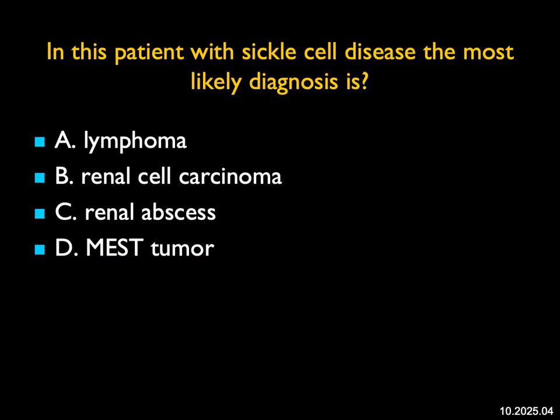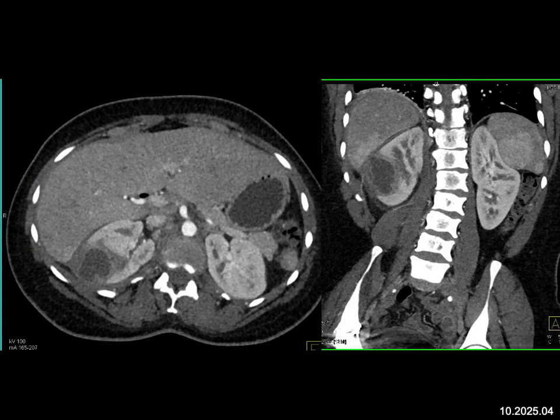In this patient with sickle cell disease, the most likely diagnosis is, yes, you can see the sickle cell disease in the patient's lumbar and thoracic spine. There's a hypodense lesion in the right kidney with a thick wall, cystic component, and also what looks like stranding into the perirenal space. Lymphoma can involve the kidney, but this would be a really strange appearance. It could be a cystic renal cell. I can't say it's not.